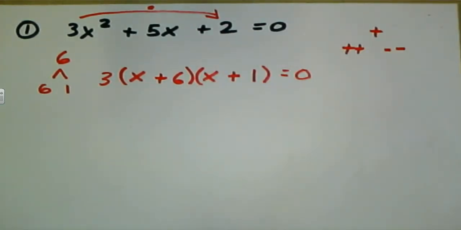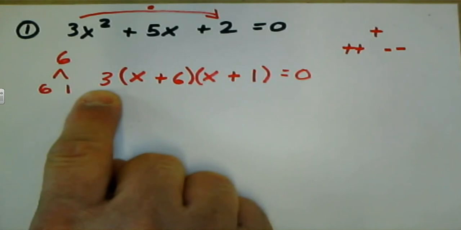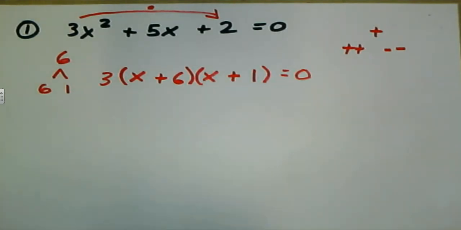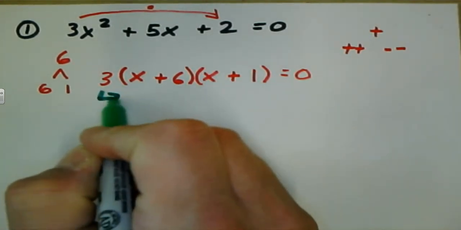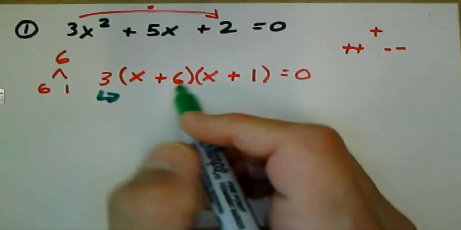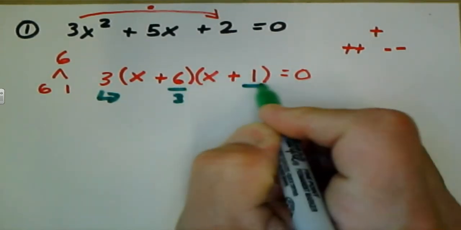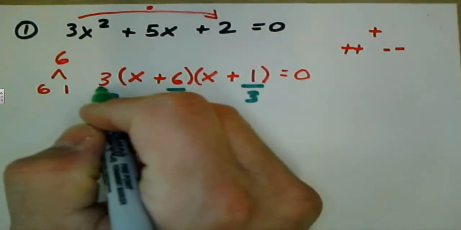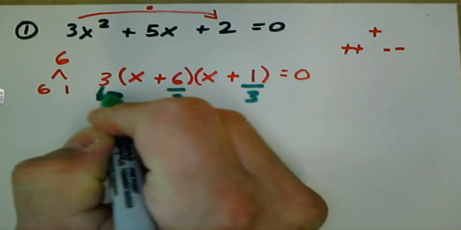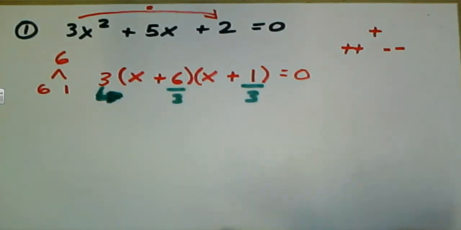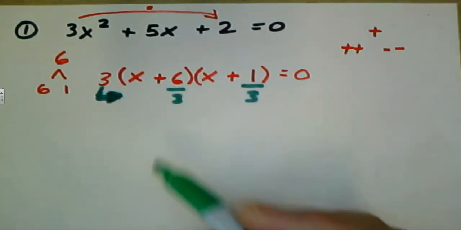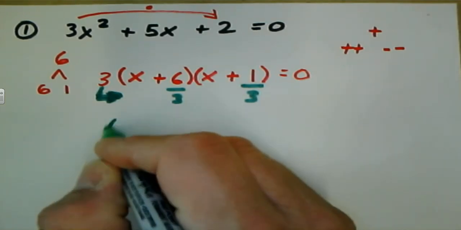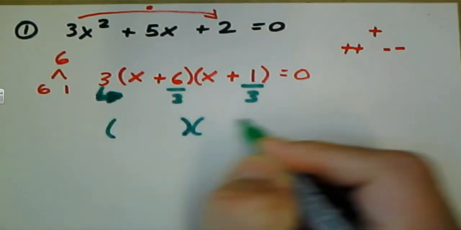All right, we're not done because we have to deal with this 3. So what we're going to do with this 3 is we're going to divide each one of our factors by 3. All right? We take it and we move it and we put it underneath each factor and divide by 3. Now, here's the point. I'm going to put my parentheses here again.